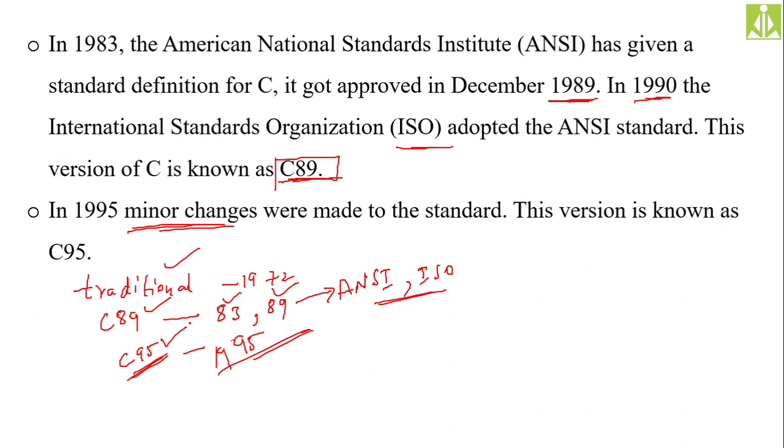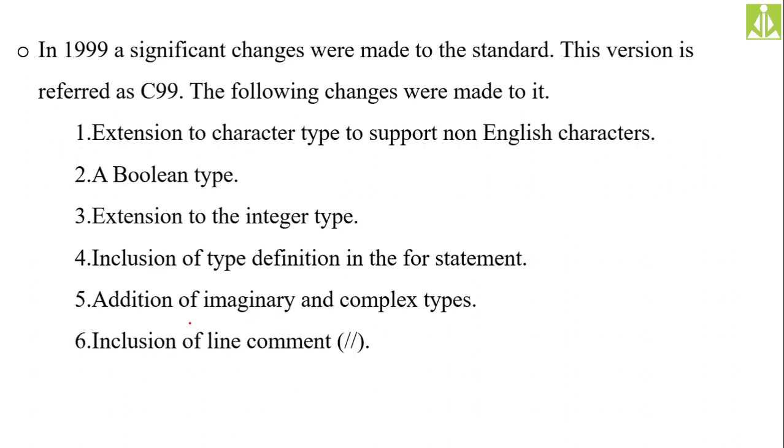Some more major changes were made to C95, and we call that new version of C as C99, because those changes were made in the year 1999. Significant changes were made to C85 in 1999. This version of C is referred to as C99. And what are those changes?